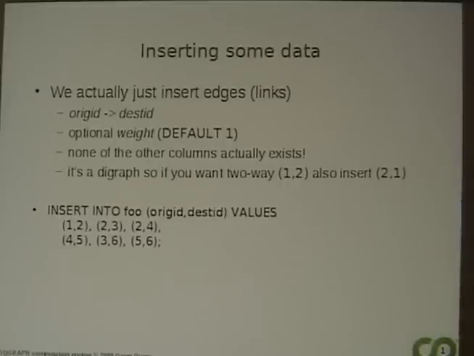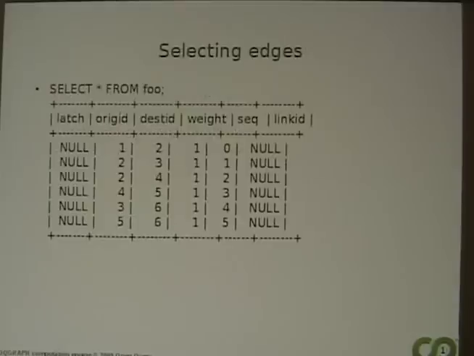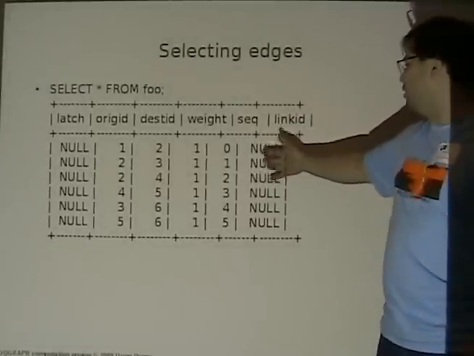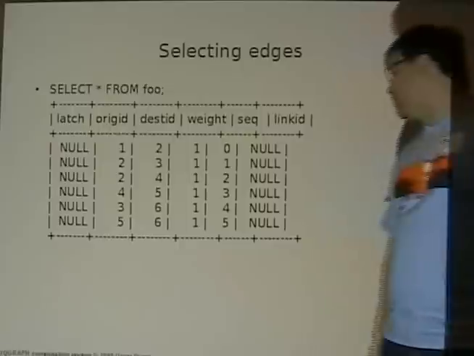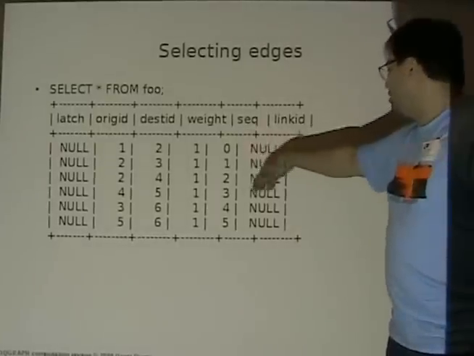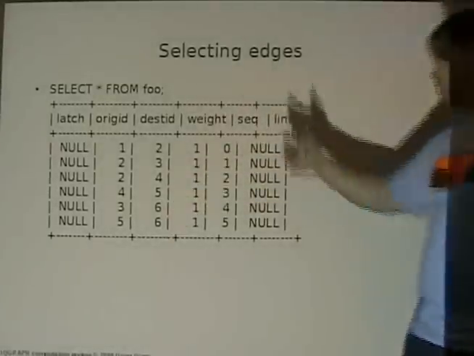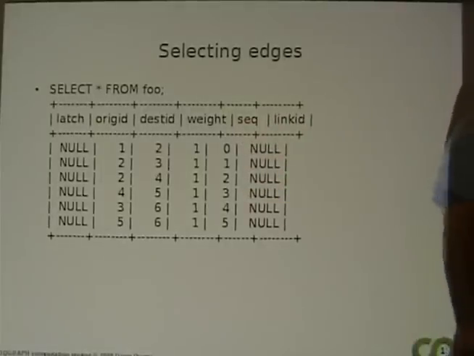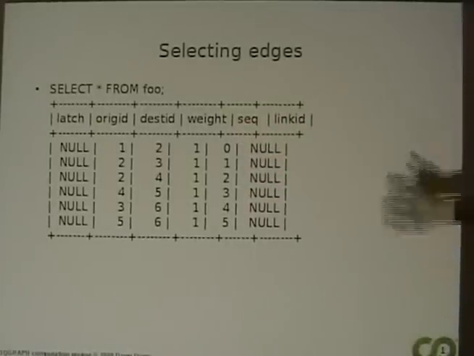Okay, next one. If you want to query what edges you have in the table, just by doing a simple select, you will get out the data you put in, except you see the weight column will be set as 1 if you didn't set the weight. And the other computed columns like sequence, link ID, and latch: those two are null, and the sequence will be just an increasing number. It's just to keep reference.